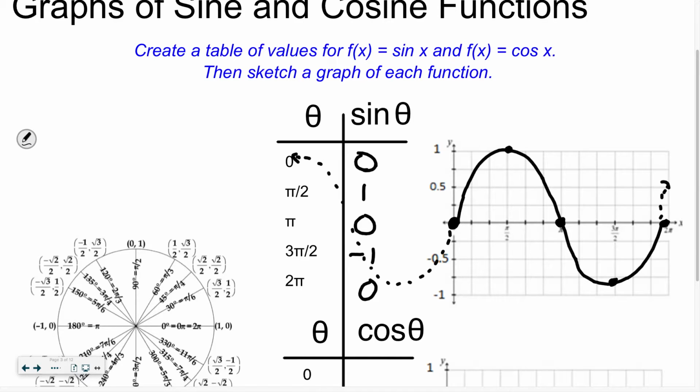Okay, will you and your group members do the same thing for cosine? So I'm going to use the same inputs, quadrantals. And you can use your unit circles if you want.